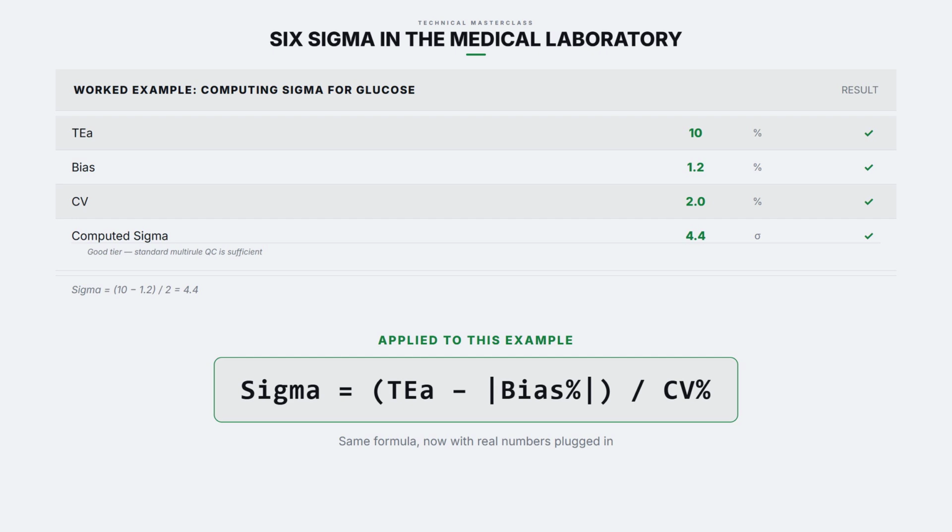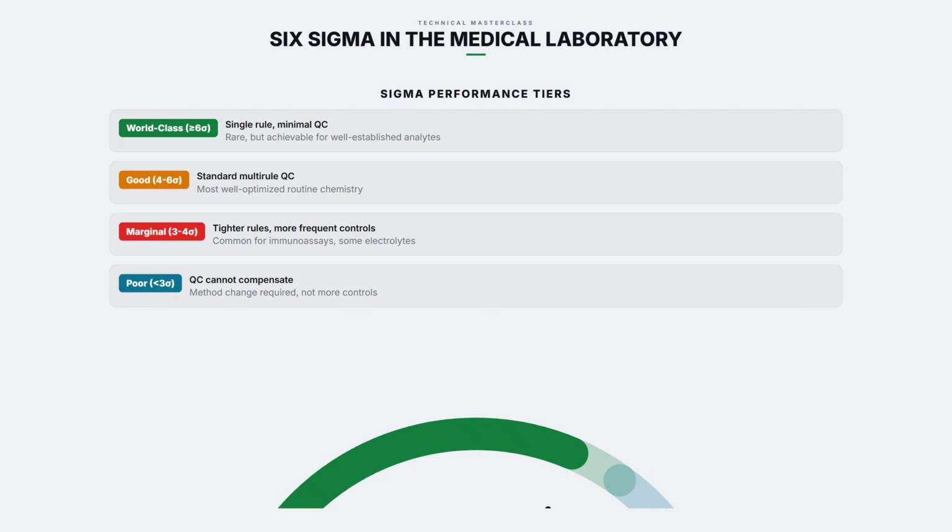The resulting number maps onto 4 operational tiers, each demanding a genuinely different QC posture. 6 or above is world-class. A single rule with minimal controls suffices. 4 to 6 is good, standard multi-rule QC handles it. 3 to 4 is marginal, needing tighter rules and more frequent controls. Below 3, no QC strategy compensates, the method itself needs to change.